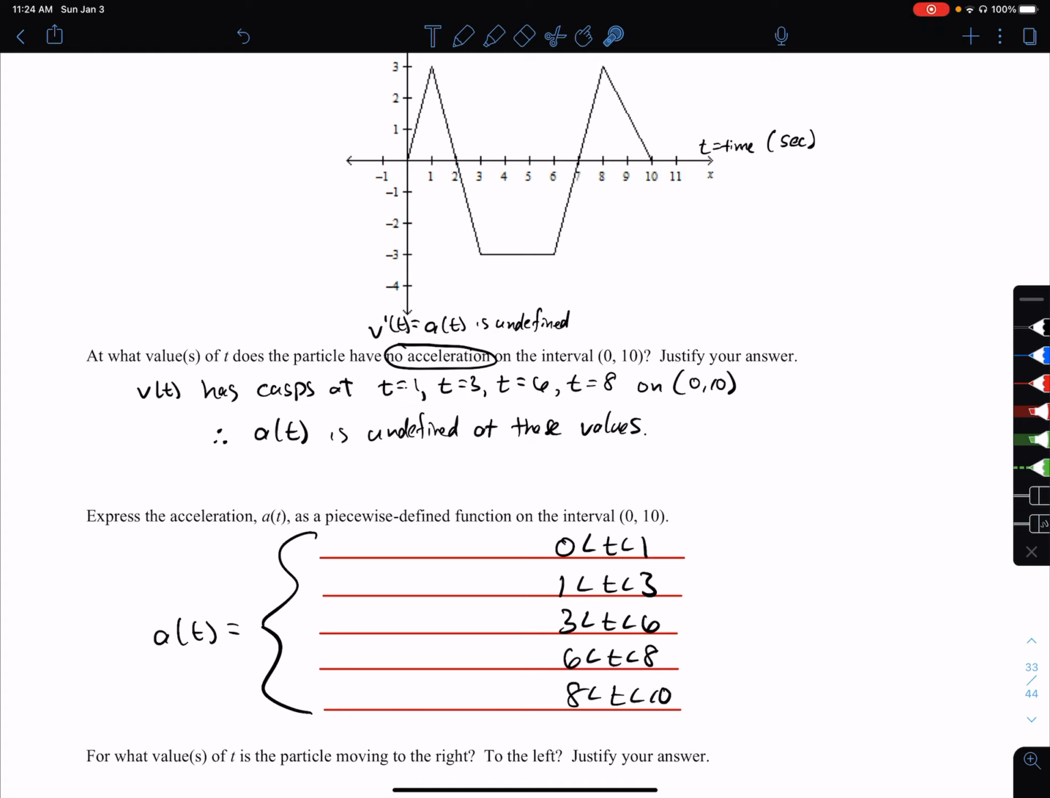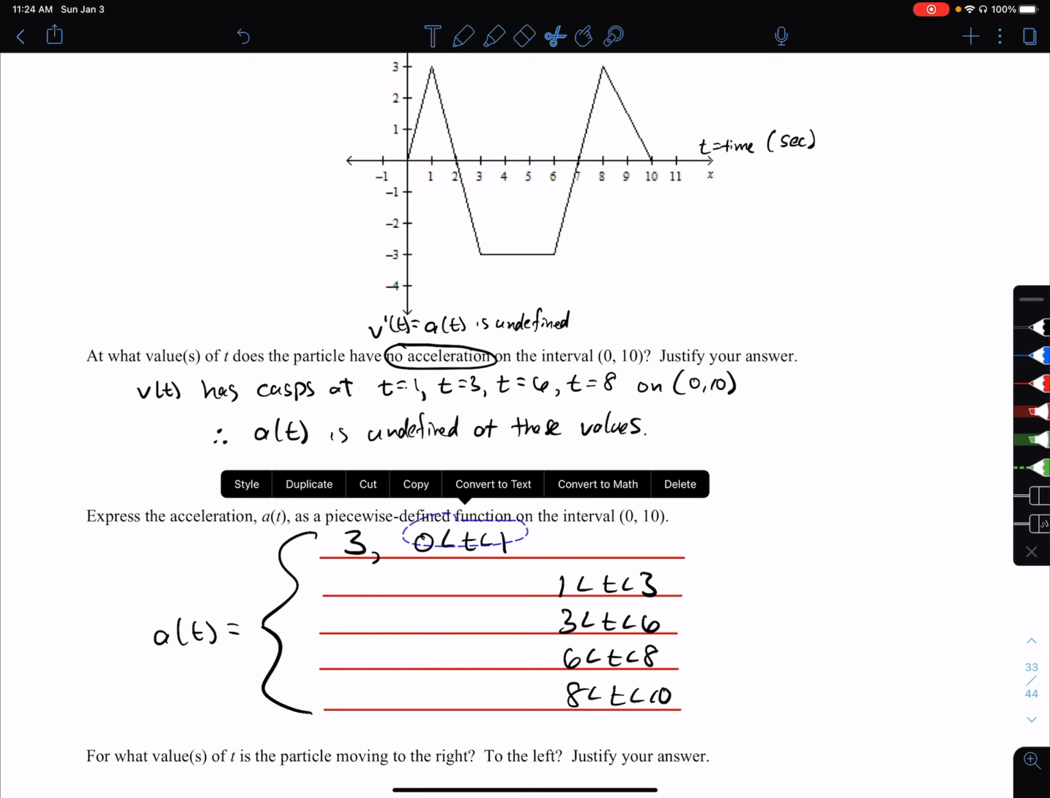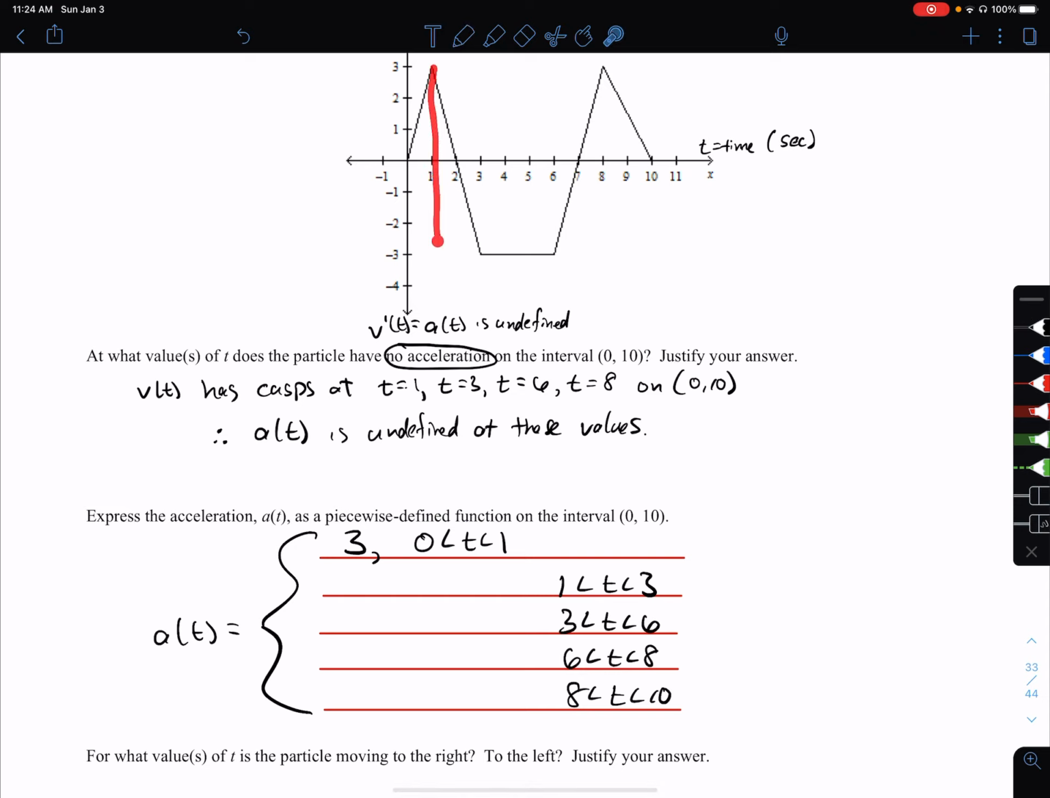So how do we define a? Well, it's the slope. This is a line, it's a linear part of the graph. It goes up 3 and to the right 1. So in this first interval, a is defined as 3, and that is from 0 to 1. Slope here, looks like we're going to go down 6 and to the right 2. That means we're going to have a slope of -3 on the interval from 1 to 3. From 3 to 6, it's horizontal, so the acceleration is 0, slope is 0.